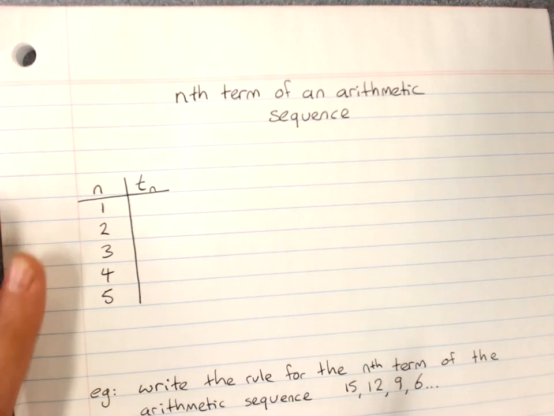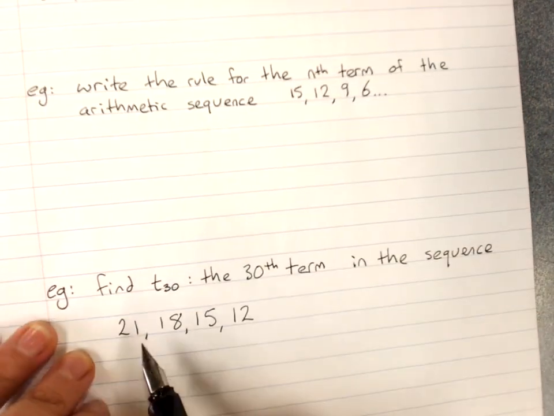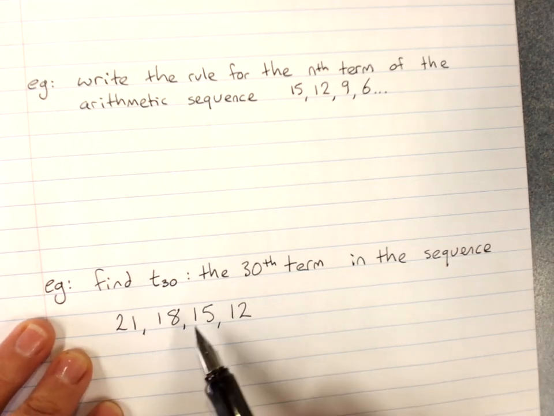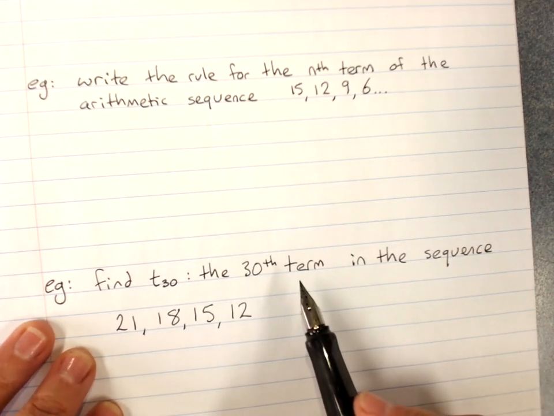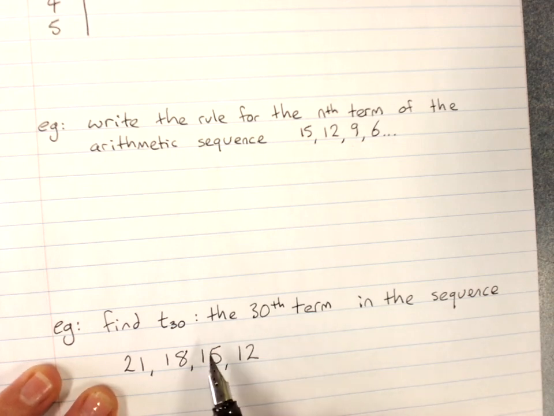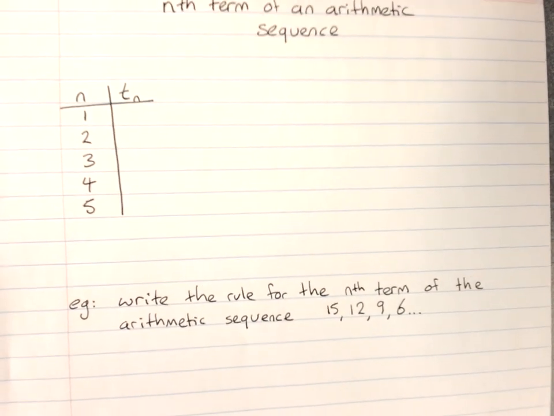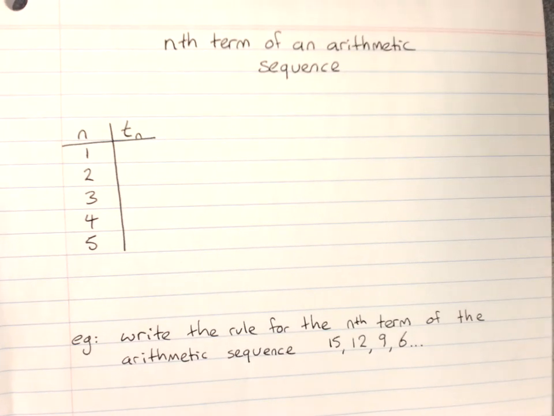The number pattern 21, 18, 15, 12. What's the 30th number in the pattern? Before, we always just had to work out 30 terms in the pattern, and that's really tedious. So there's a formula for working it out.